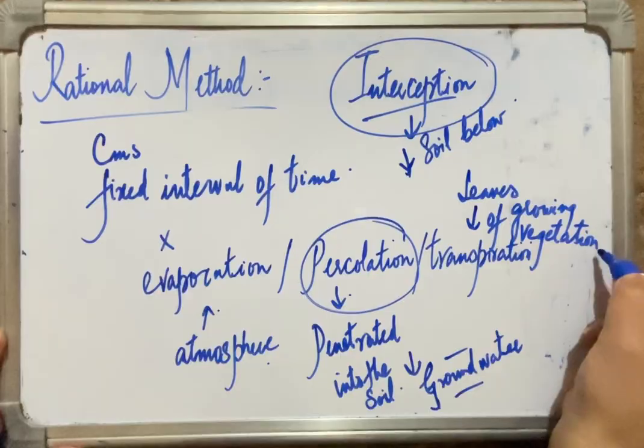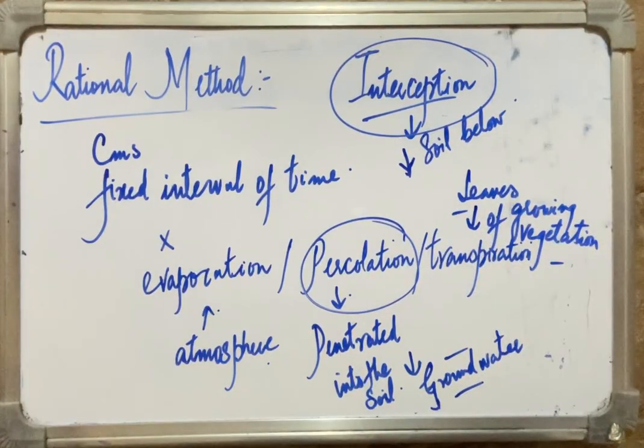We are studying the rational method for calculation of maximum discharge or the peak discharge for the design of a hydraulic structure, that's a bridge. But before learning about the rational method, we need to learn about some of the important topics. So we are taking them one by one. All right. So transpiration is the loss of water which is caused by the leaves of the growing vegetation.